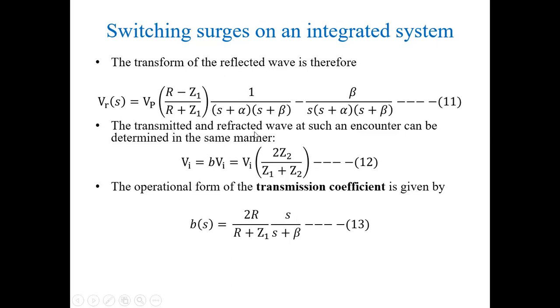Now the transmitted and the refracted wave at such an encounter can be determined like the previous. That is, we have calculated the reflected wave; in a similar manner, we can calculate the value of the refracted wave. So Vt is equal to B into Vi, where B is the refraction coefficient. This can be written as 2 into Z2 divided by (Z1 plus Z2). And here the refraction coefficient B of S can be written as 2 into R divided by (R plus Z1) into S divided by (S plus beta).